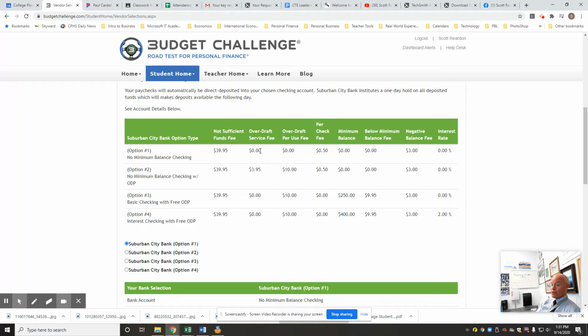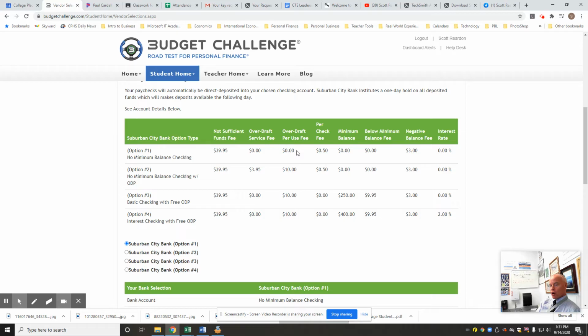So if you choose option one, which is what I would call the budget option, make sure you never write a check without having the money first in your bank account. For $3.95, you can get that service. And down here, options 3 and 4, they are free. That's kind of nice. Now, overdraft per use fee.